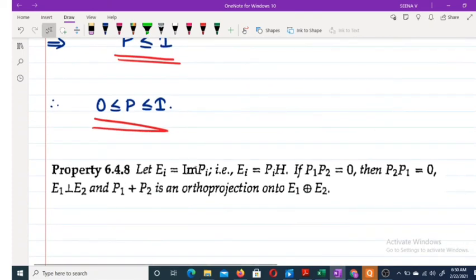Let Ei equal to image of Pi, that is Ei equal to PiH. If P1P2 equal to 0, then P2P1 equal to 0. E1 is orthogonal to E2 and P1 plus P2 is an ortho projection onto direct sum of E1 and E2.